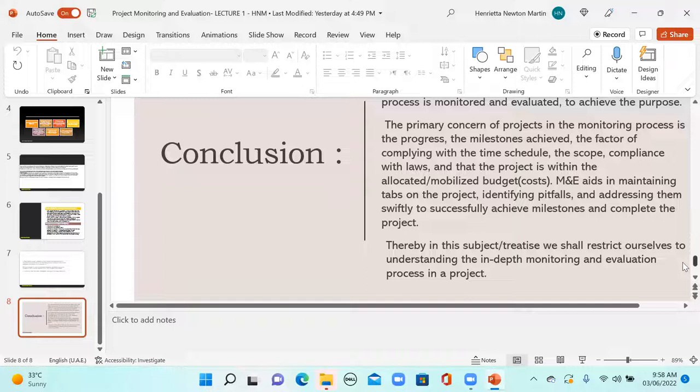In this subject, from now on we are going to go to the third chapter, the in-depth monitoring and evaluation process in a project. Just to set the perspective, I gave you a light introduction, bearing in mind that you already studied it and had two lectures on it by another lecturer. From next class we will go into the details: the steps, the analyses involved in monitoring, the components of evaluation, and so on. So this is all for today.